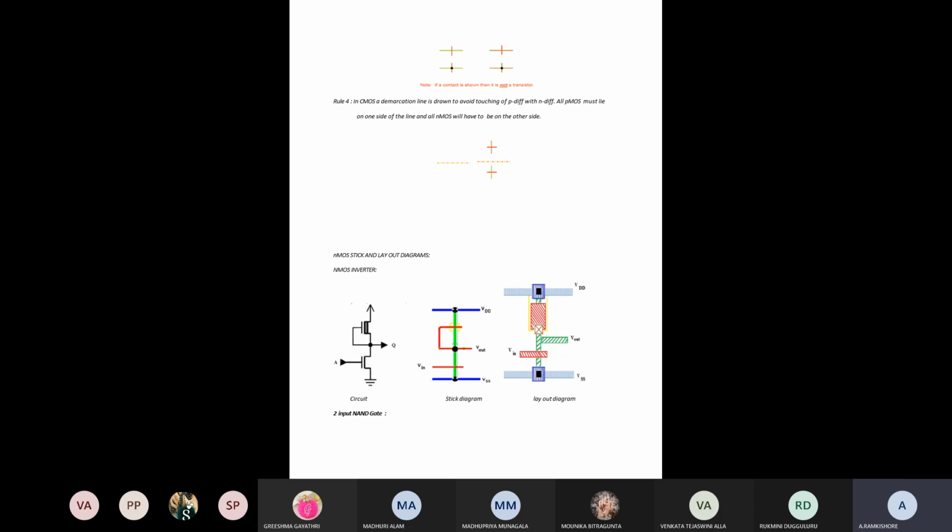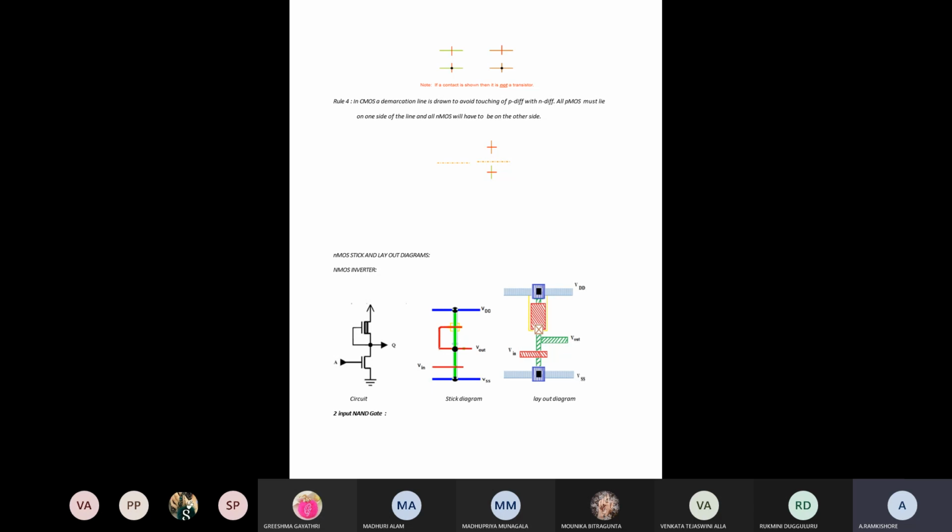Whenever we connect them in series, it works like an inverter. So in this NMOS circuit, the depletion mode transistor and the enhancement mode transistor have to be connected in series with each other. So the output will work like an inverter. We will see the operation in two cases: when a is equal to 0 and when a is equal to 1.